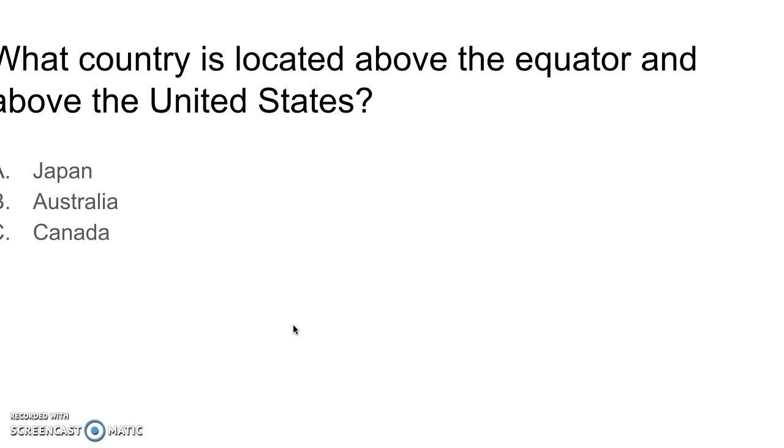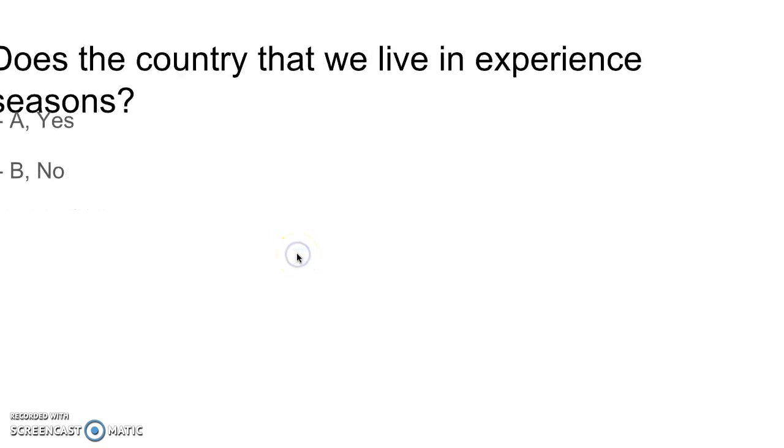What country is located above the equator and above the United States? Is it A, Japan, B, Australia, or C, Canada? If you chose C, Canada, you are also correct.